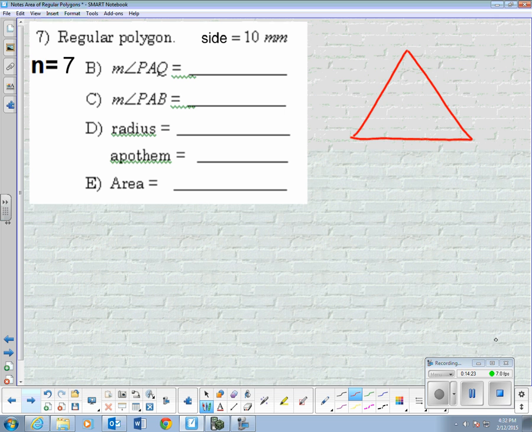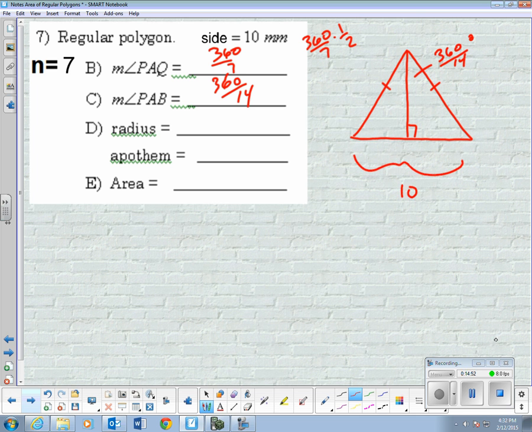All right, remember that the central angle is 360 divided by 7. That doesn't divide out evenly, so I'm just going to leave it as 360 over 7. But then I got to take 1/2 of that, remember, because this is an isosceles triangle and it bisects for the apothem. When I do half of that, I get 360 over 14. It's a fraction, I'm just going to leave it like that. So that's 360 over 14 as that angle. Okay, my side was 10. Remember, it's bisected, so this is 5 and this is 5.